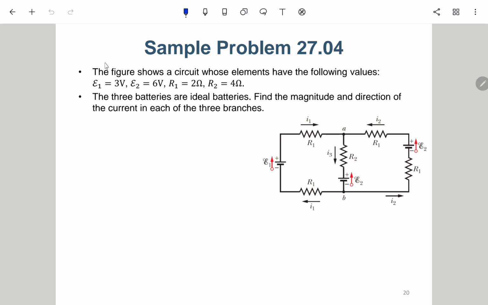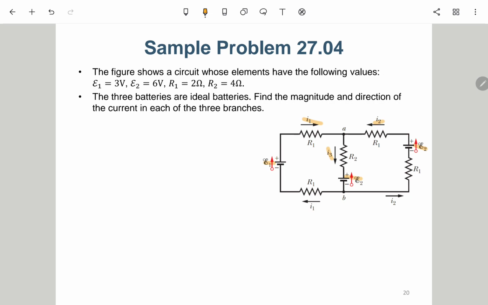So 27.4. It says the figure shows a circuit with the elements having the following values: E1, E2, R1, R2. The three batteries are ideal batteries. So here we have three batteries: E1, E2, and E2 again. Find the magnitude and the direction of the current in each of the three branches. So we need to find I1, I3, I2.